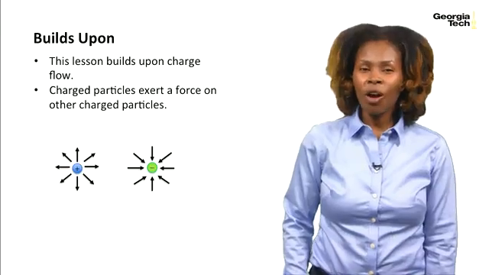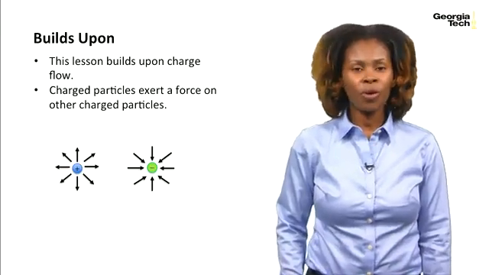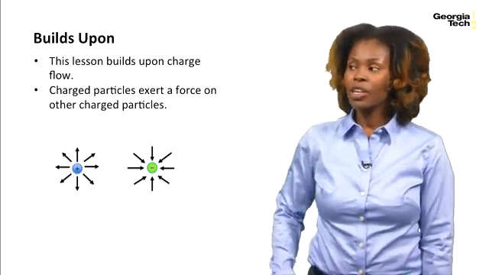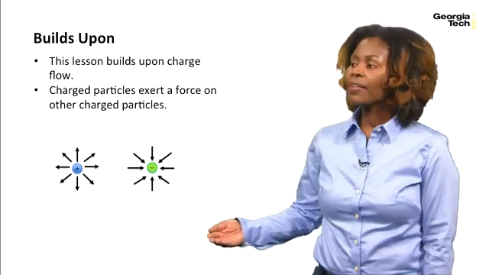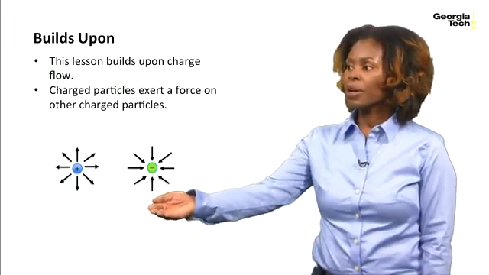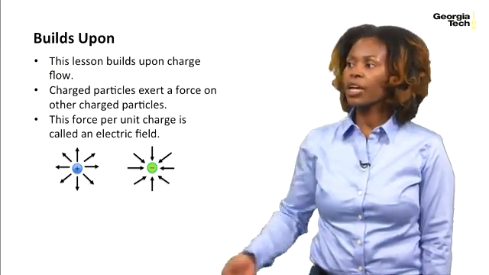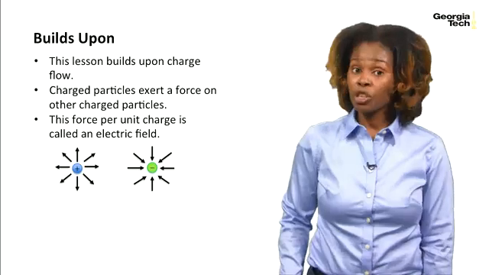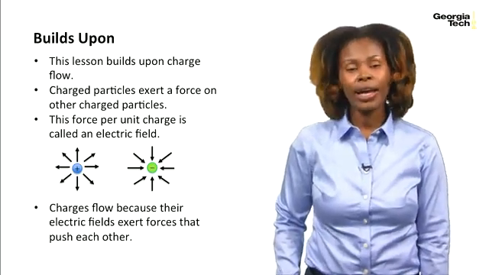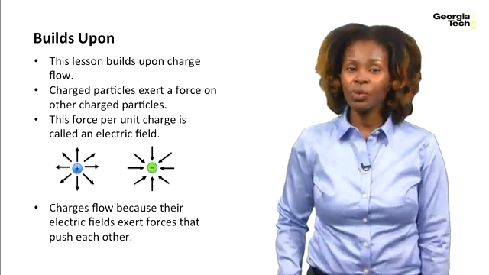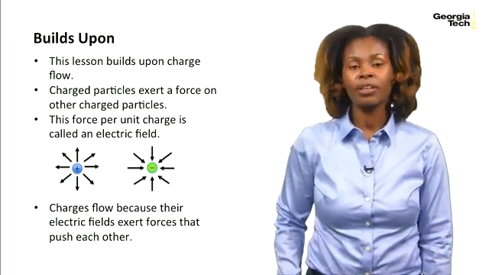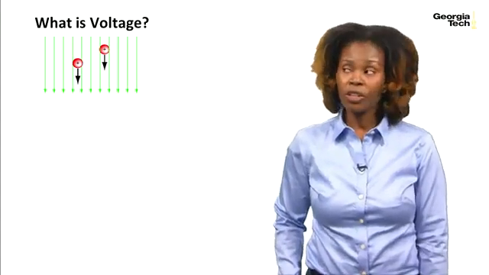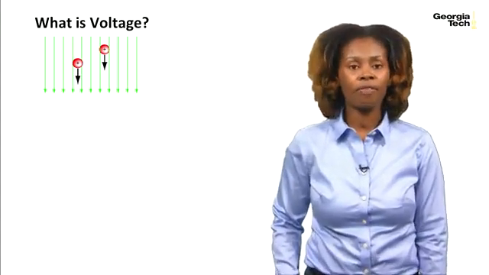Remember that charged particles exert a force on other charged particles. The charges that you see here, positive and negative, have electric field lines that point towards the negative charge and away from the positive charge. So this force per unit charge is called an electric field, and remember that charges flow because their electric fields exert forces that push each other. So these electric fields that are pushing the charge will help us to define voltage.